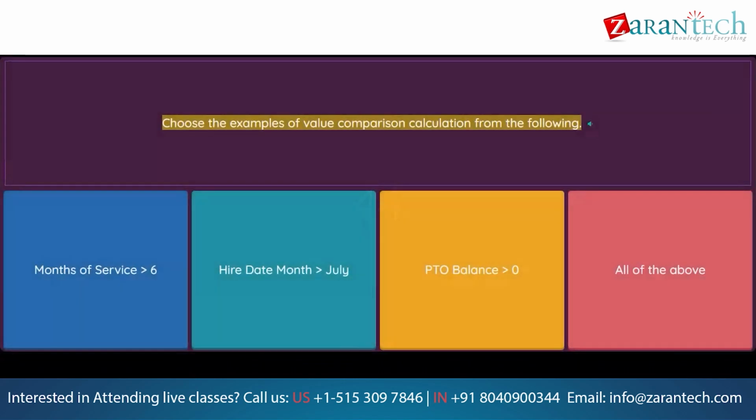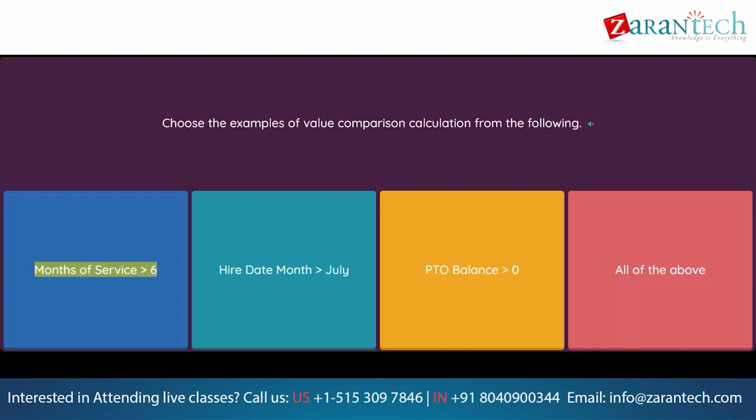Question: choose the examples of value comparison calculation from the following. Option 1: months of service 6. Option 2: hire date month July. Option 3: PTO balance 0. Option 4: all of the above.